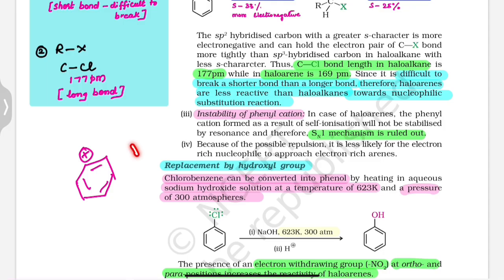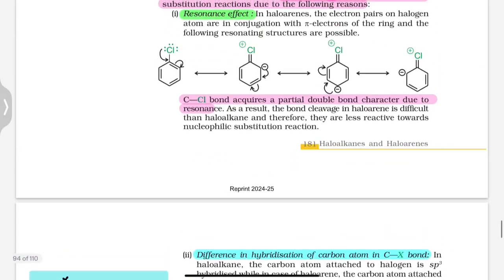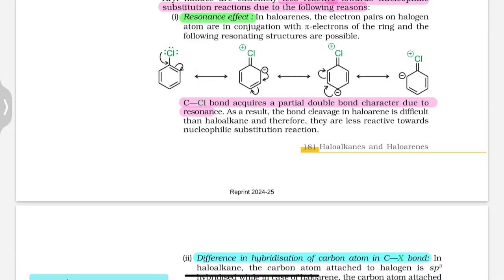Suppose a nucleophile approaches here. Suppose this is the haloarene. You know that inside the benzene ring there are double bonds, so the benzene ring is electron rich. The nucleophile is also electron rich. If both are electron rich, they will repel each other instead of attracting. So nucleophilic substitution becomes very difficult.